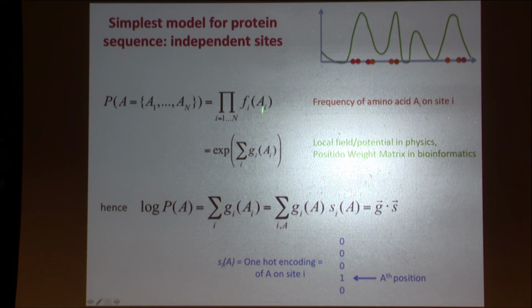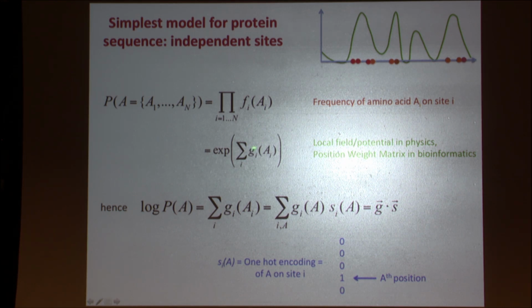Usually in physics and in bioinformatics, this is not written this way. This is written as the exponential of the sum over i of g_i(A_i). So g_i is just the log of f_i, okay? It's called a local field or local potential in physics. It's called a position weight matrix in bioinformatics. It's the same object. Okay.